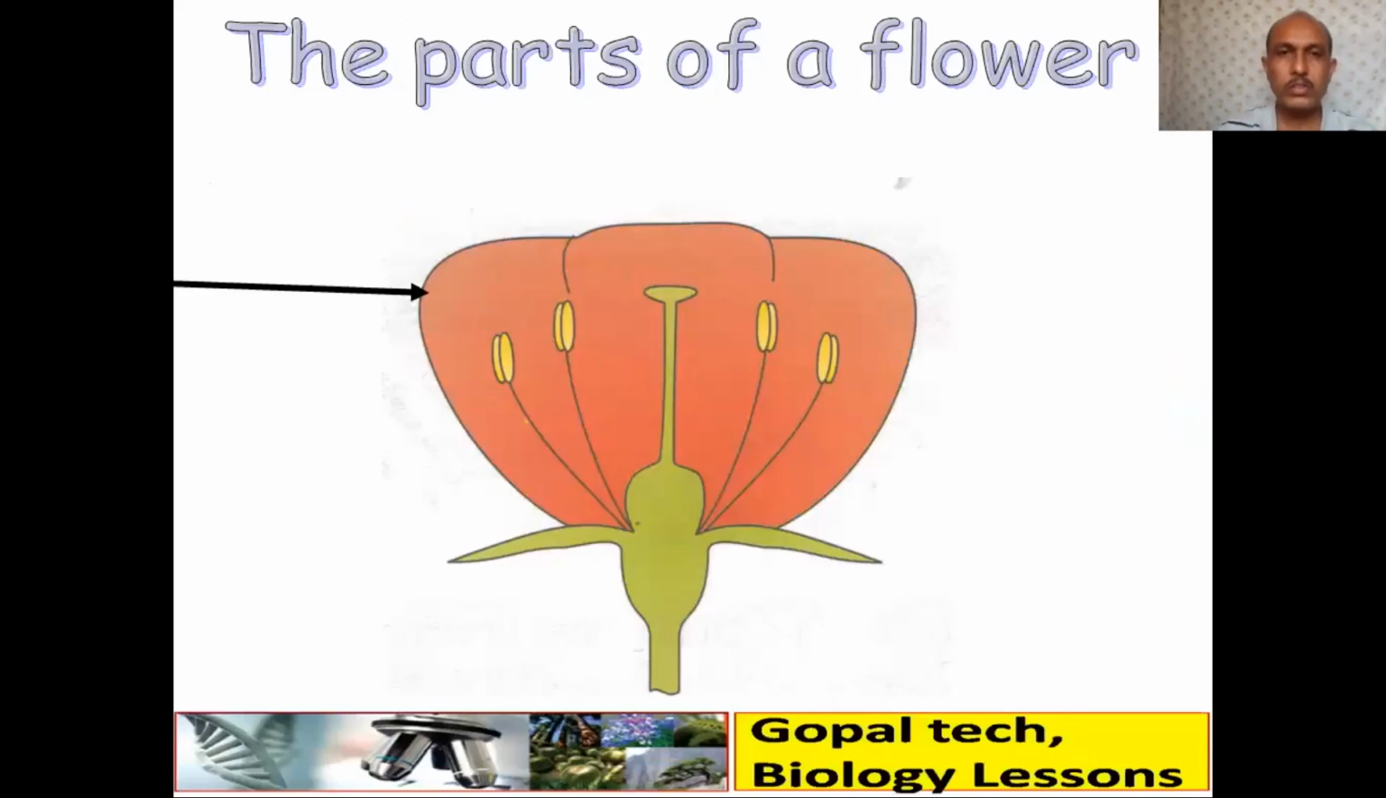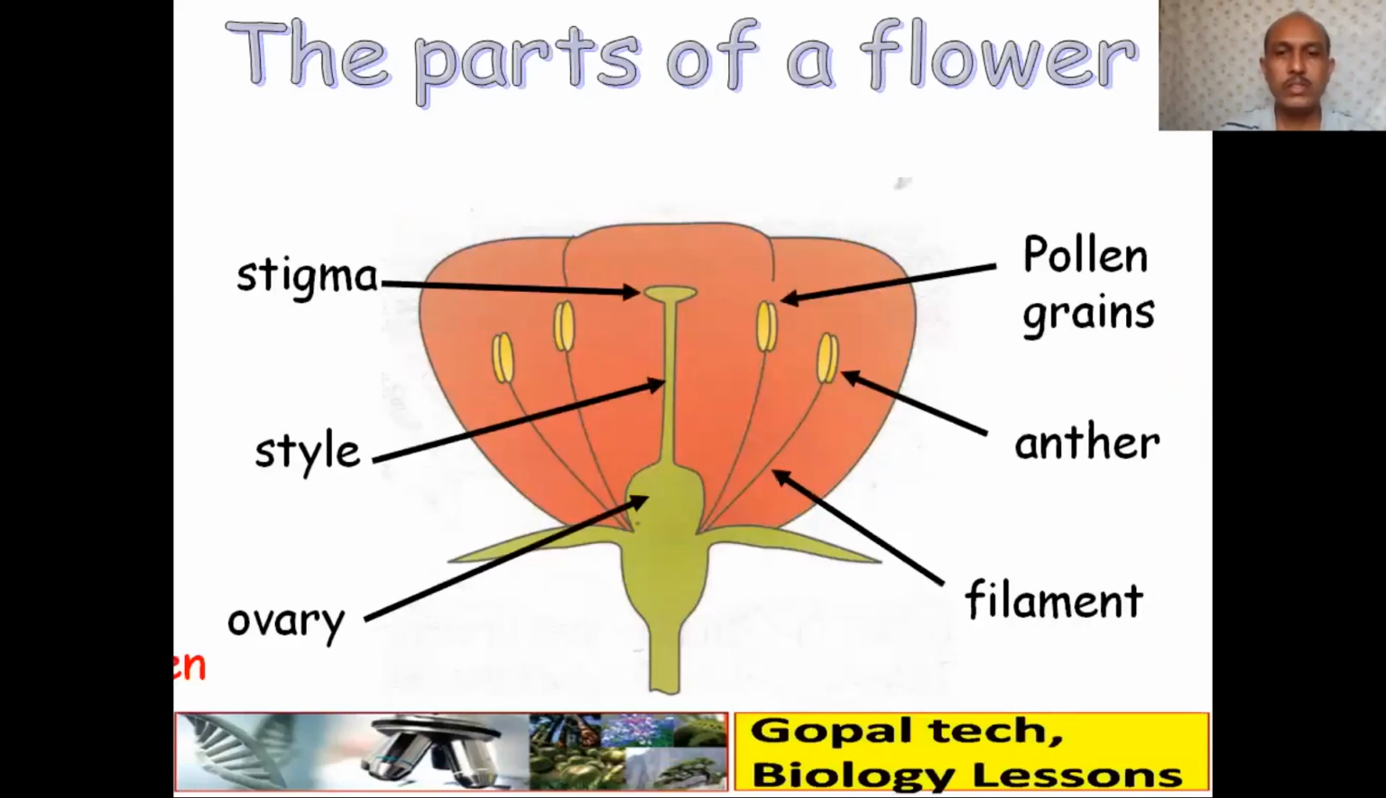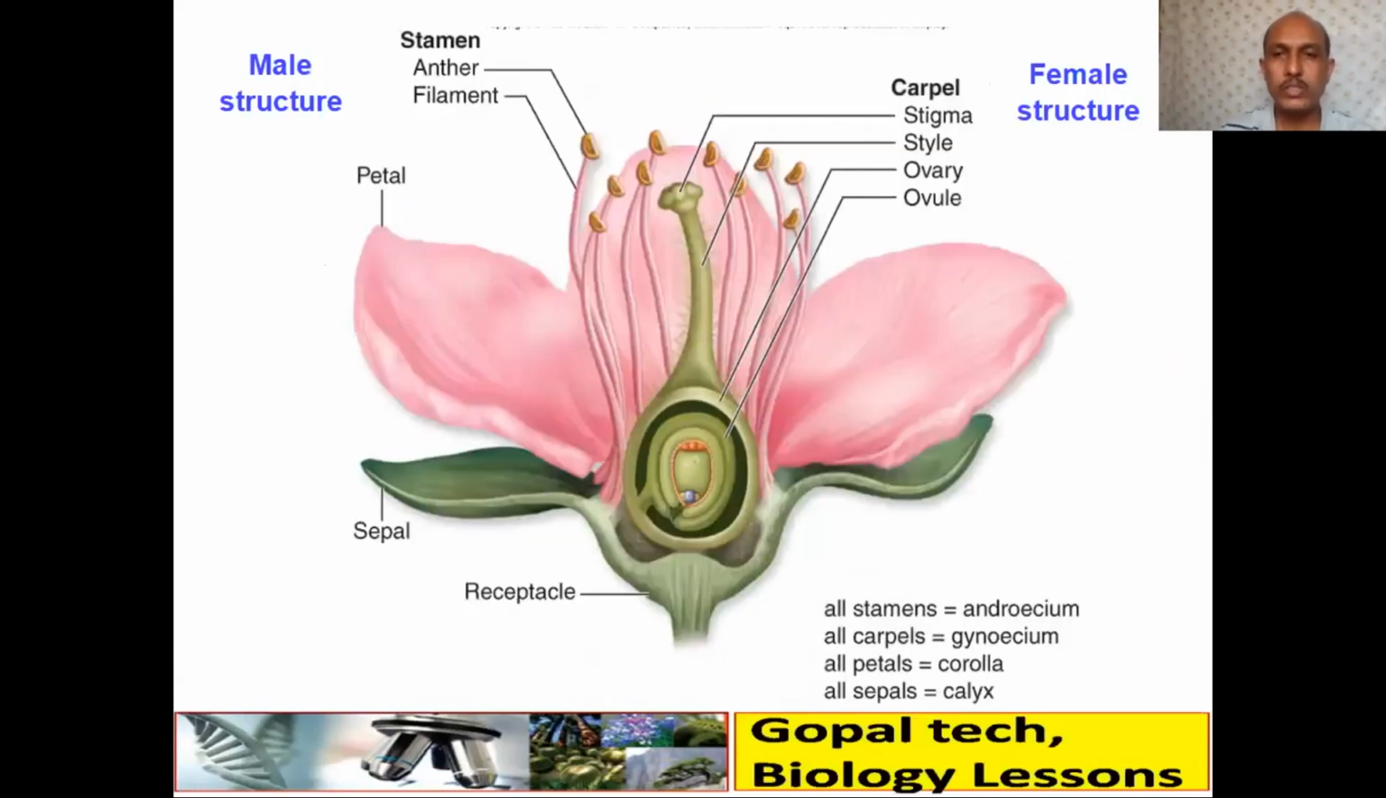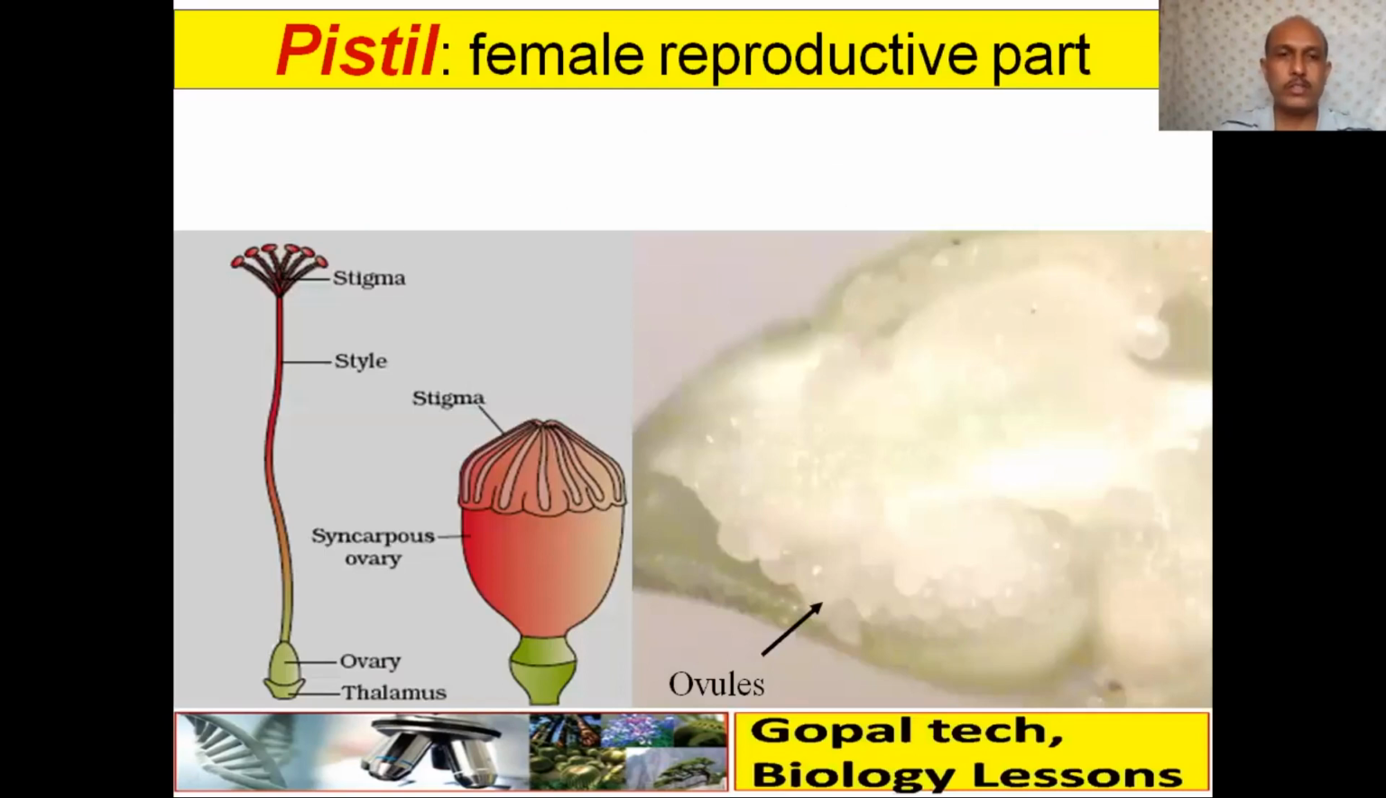So already we have seen this, a flower. Okay, all these parts we have seen, a sepal and a petal. Okay, female reproductive part. So the female reproductive part consists ovary, swollen part, style and stigma. And inside the ovary, so there are ovules.